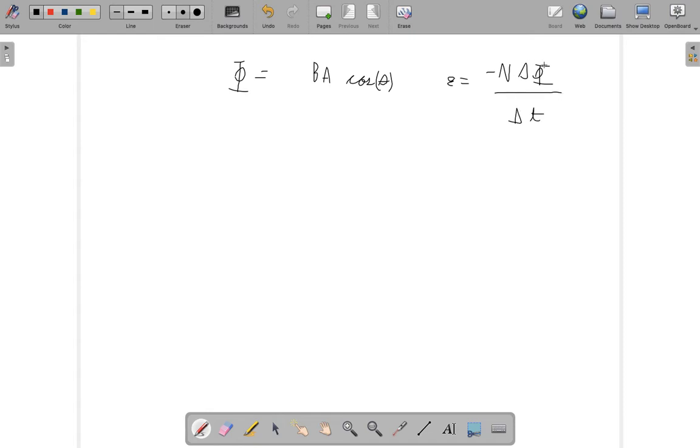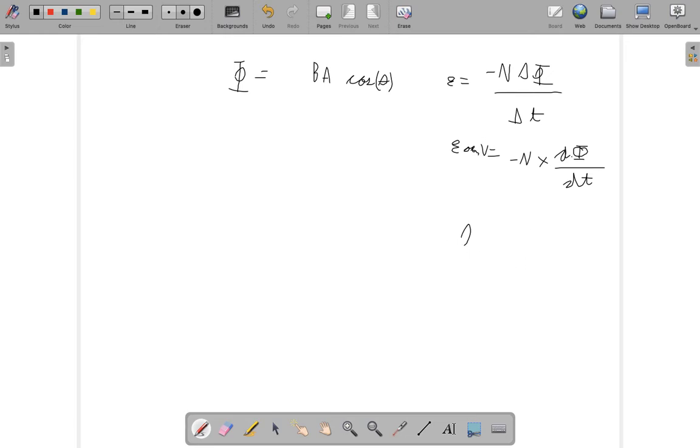Well, we know the rate of change is essentially the same as taking the derivative of something. So we basically have our motional EMF, or we can write it as our voltage equals minus n times d flux over dt, or d time.